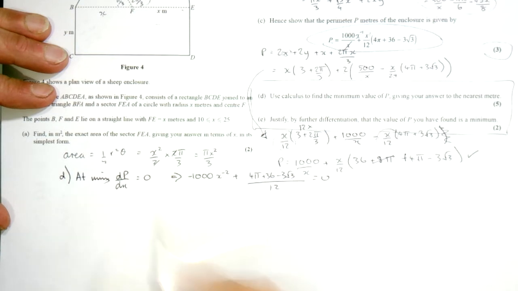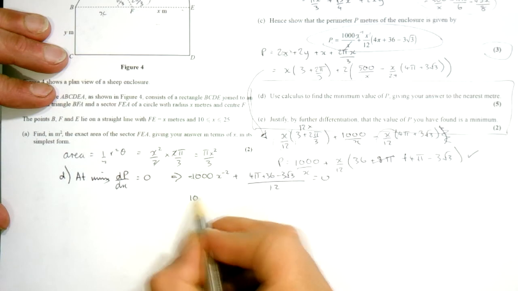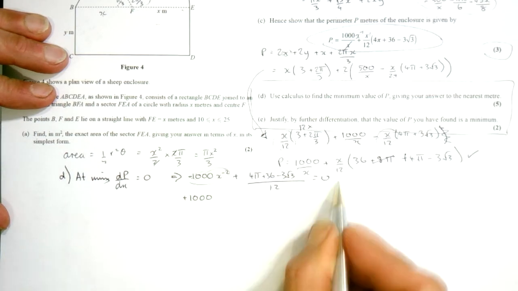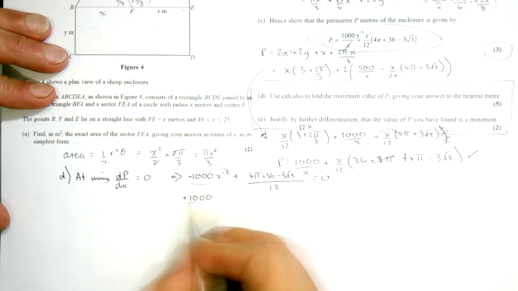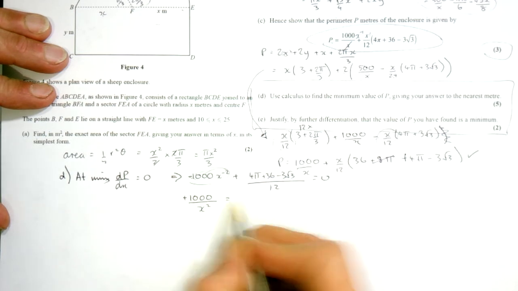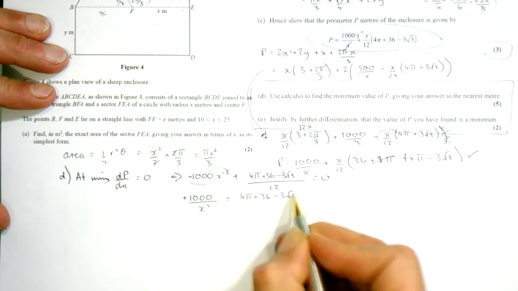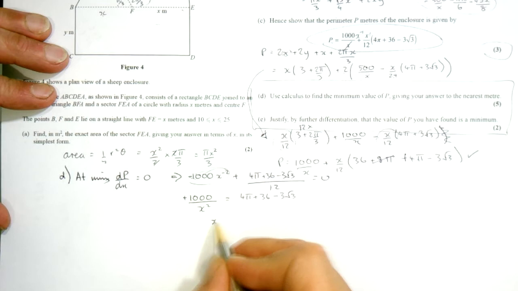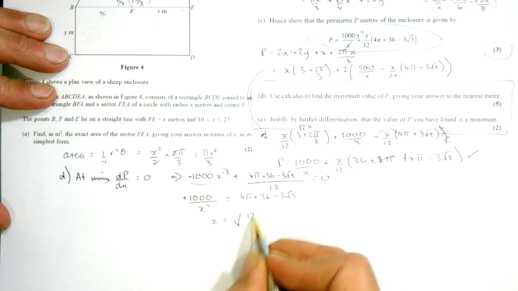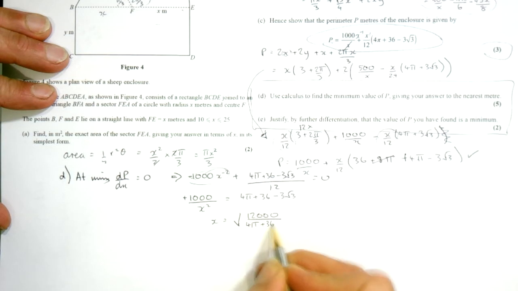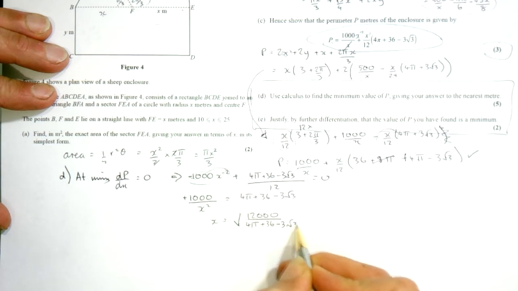So there's dp by dx, make it equal to 0. That means that this bit must equal that bit, so plus 1000 by taking this bit over there and then rearranging it. x squared equals 12,000 divided by 4 pi plus 36 take away 3 root 3, which means x is the square root of 12,000 divided by 4 pi plus 36, take away 3 root 3's.